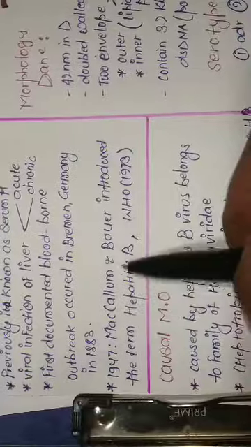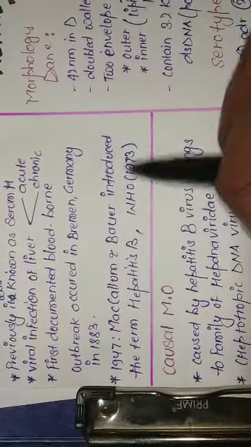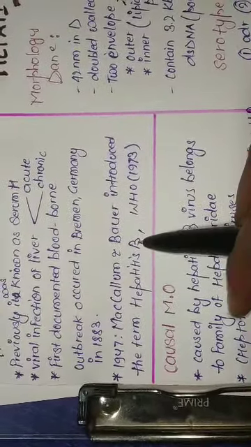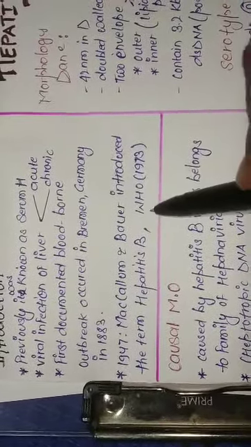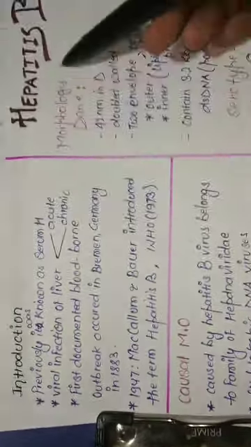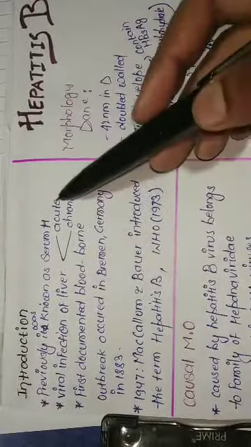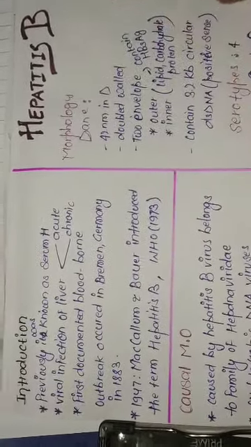In 1947, McCallum and Bower introduced the term hepatitis B, but in 1973 the WHO adopted the word hepatitis B in place of serum hepatitis.